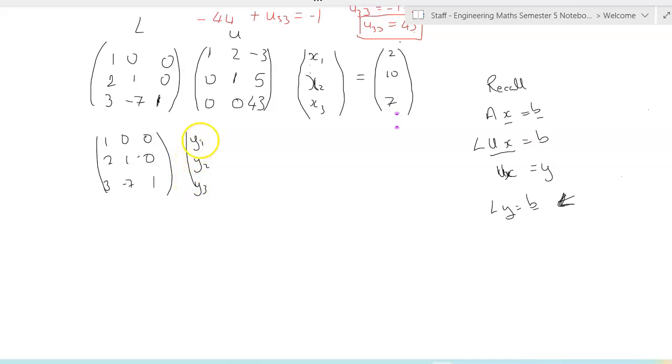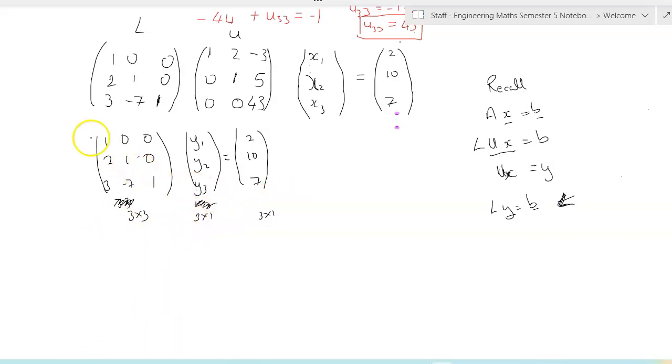And that's U of X, but we'll figure that out later. We're working backwards. Equals B, which is 2, 10, and 7. So remember, this is a 3 by 3 matrix, and this is 3 rows by 1 column, a 3 by 1 matrix. And we will end up with a 3 by 1 matrix, the two outside ones.